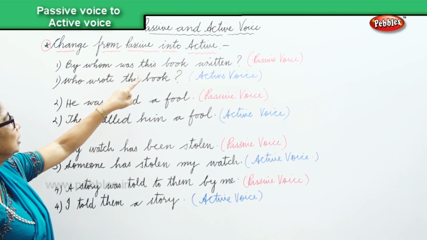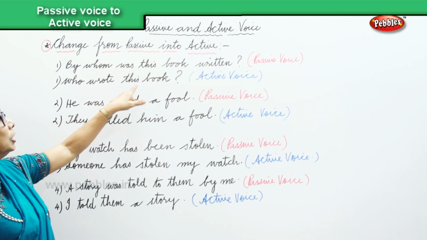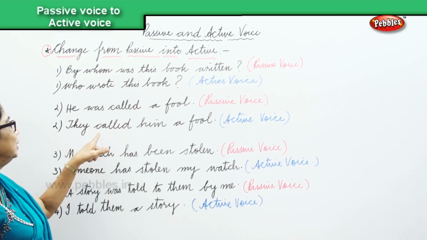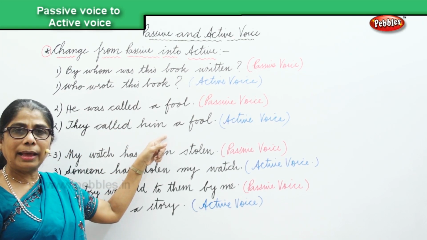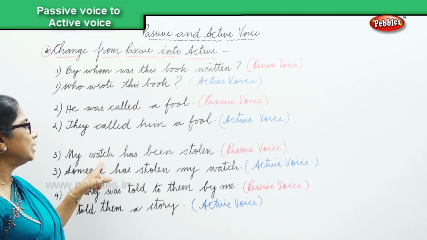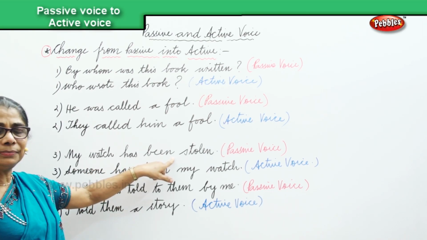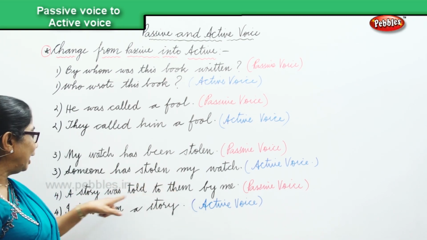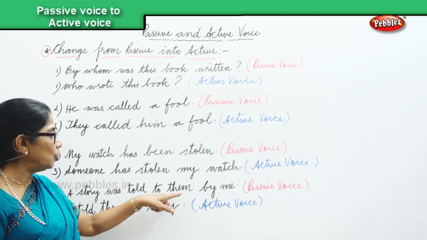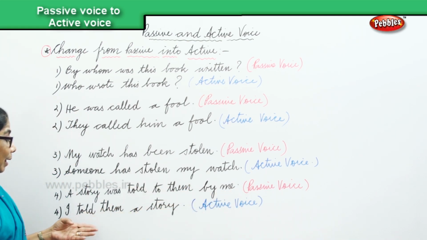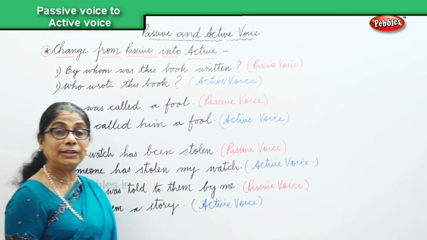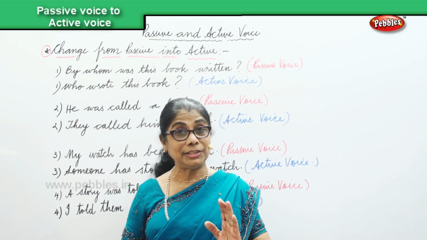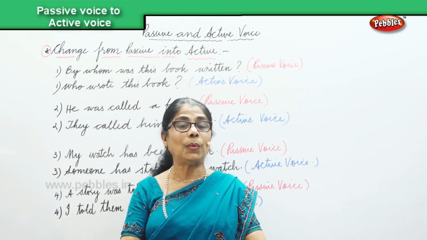By whom was this book written? Who wrote this book? Active. He was called a fool. Passive voice. They called him a fool. Active voice. My watch has been stolen. Passive. Someone has stolen my watch. Active. And finally, a story was told to them by me. Passive. I told them a story. Active. So in these sentences, we learn to change from the passive into active voice.